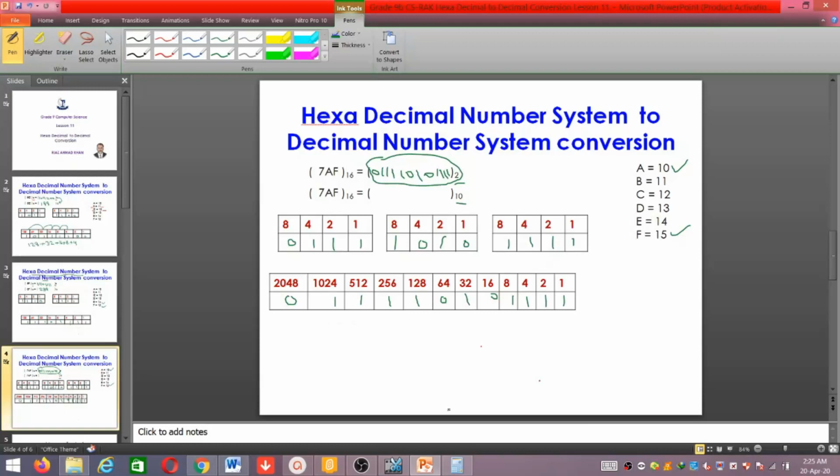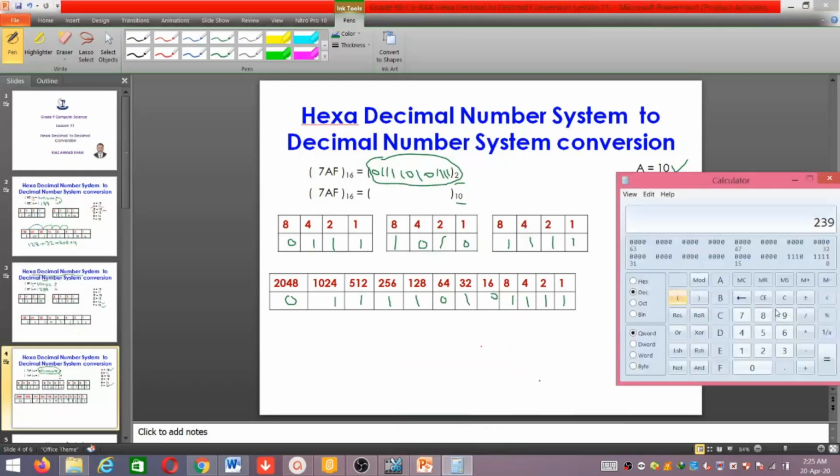Now I want to convert this. I will use a calculator. As I told you before, you will not use a calculator; you have to do it without a calculator. Just to save time, I will use a calculator.